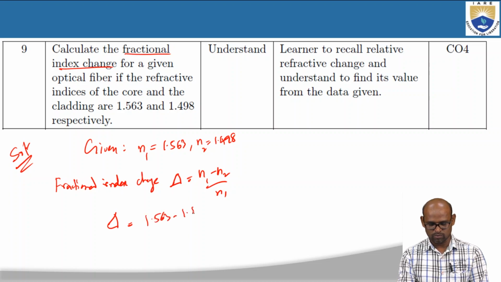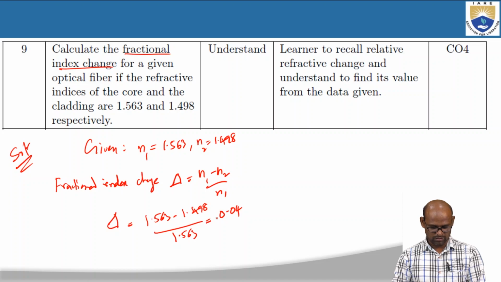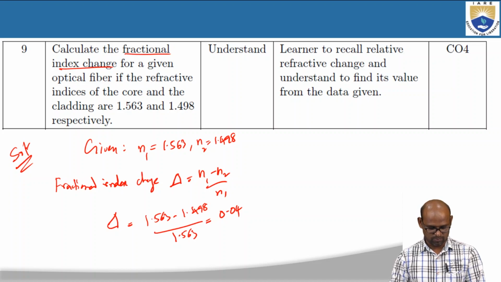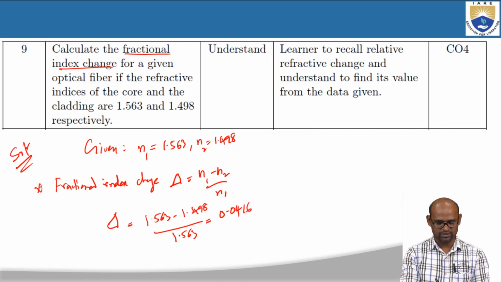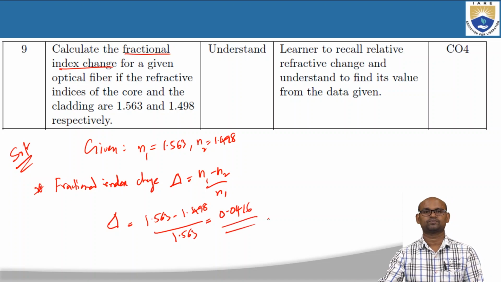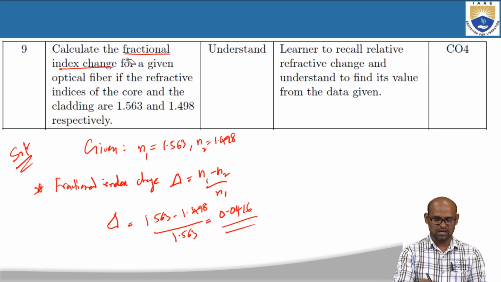So just substitute the values of n1 and n2, that's all. 1.563 minus 1.498 divided by 1.563 is equal to 0.04. So that is 0.0416 or so. That is the fractional refractive index change. Okay, so this is the answer for this.